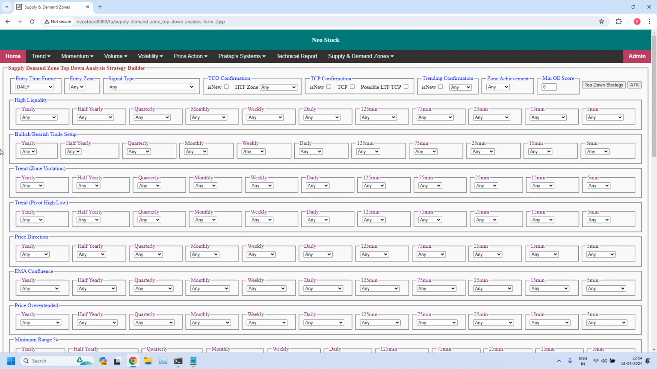For daily income trade, your entry time frame is 15 minutes. That is a lower time frame. So that's why the entry time frame is 15 minutes and the entry zone should be demand zone. And in this parameter, bullish or bearish trade setup parameter, for 15 minutes time frame, you need to select bullish.